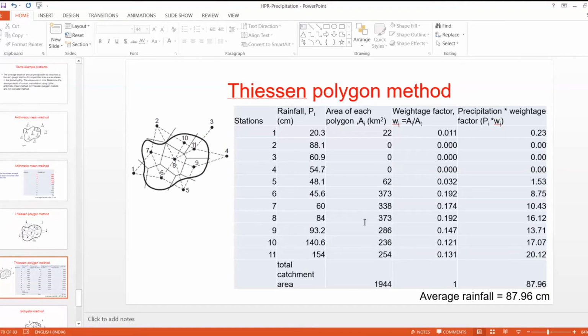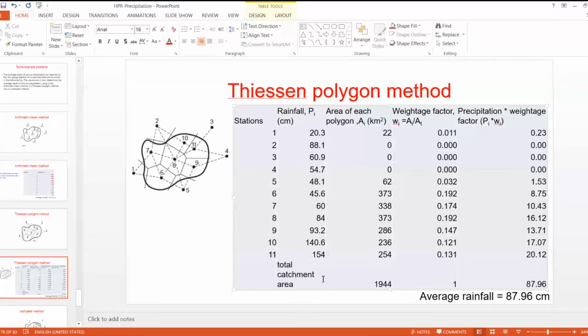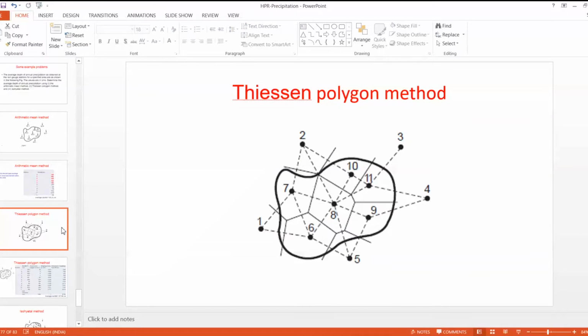So now the stations, total 11 stations. Hello, sir, please tell me. Sir, in the previous slide, for rain gauge station 2, what area are we going to consider? No, for rain gauge station 2, because it is outside the boundary, we are not considering any weightage factor for this.